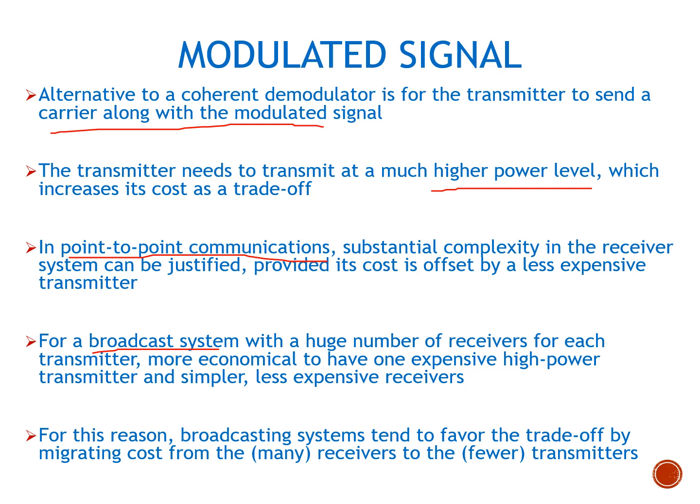Generally, broadcasting systems tend to favor the trade-off by migrating cost from the many receivers to the fewer transmitters. This technique of sending the carrier is still better than the coherent demodulation technique, where the local oscillator extracts the frequency from the received signal, because in this case we can have a few expensive transmitters, but the receivers would become generally low cost because they do not need to produce the local oscillator.